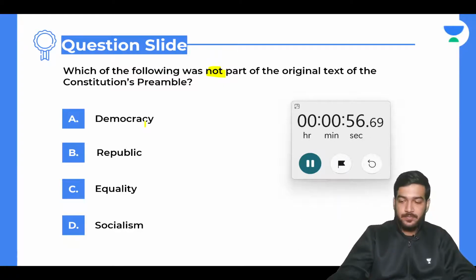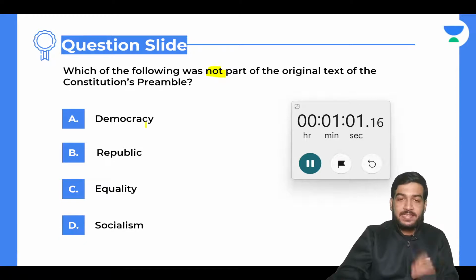Fifteen seconds more. It's very good if you have instant answers. I hope those who are regularly answering are also keeping a tab on your scores, the number of correct answers and the number of incorrect answers.